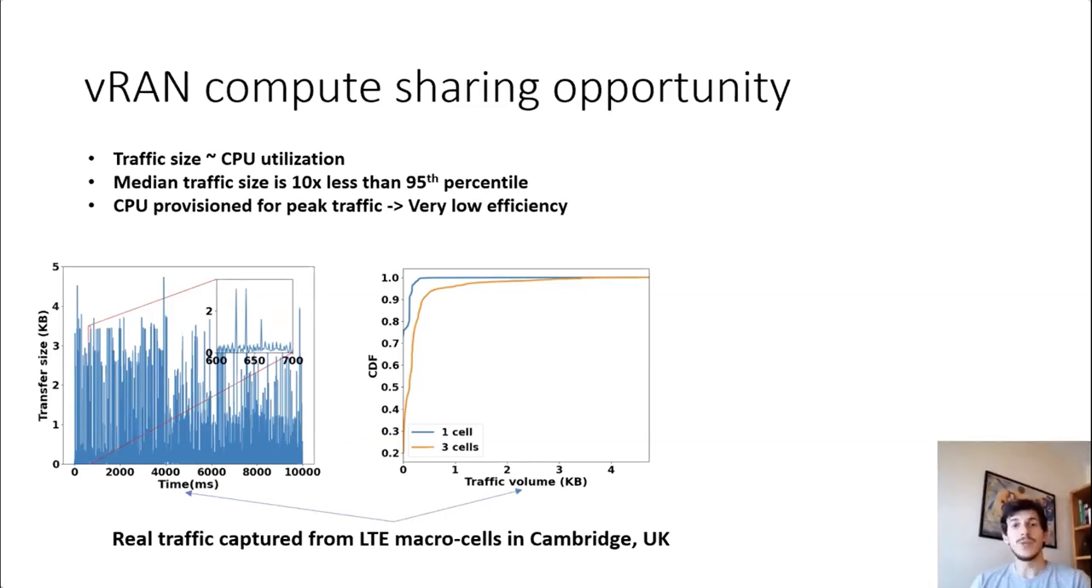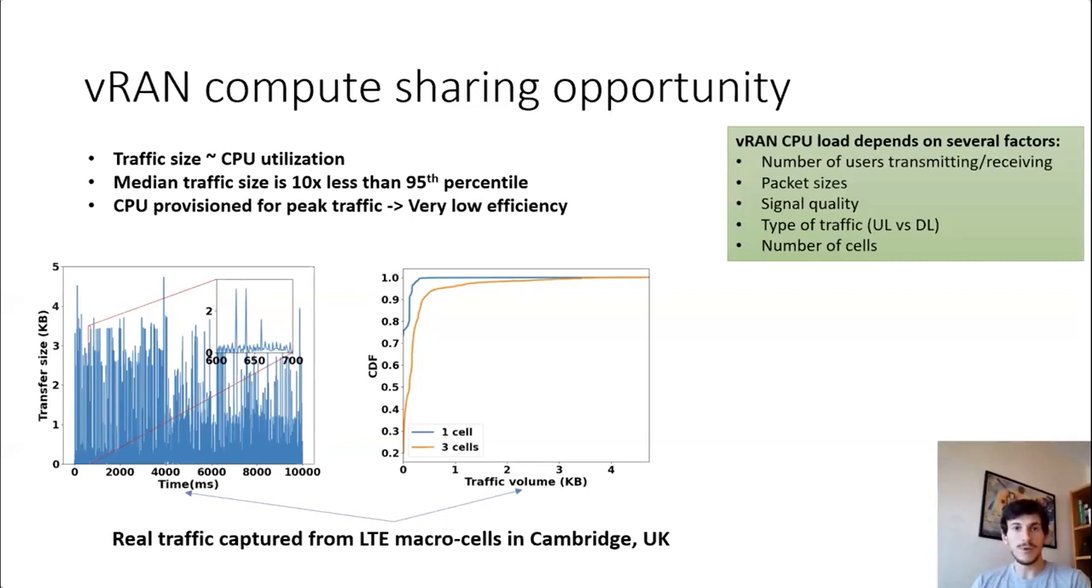Now, there are generally many reasons for this bursty behavior of the RAN load, and those among others include a variability in the number of users that are transmitting or receiving, the sizes of their packets, the signal quality, as well as the type of traffic, whether we have uplink or downlink traffic to transmit. But given that the vRAN must be provisioned with enough CPU to support peak traffic, this effect leads to a low utilization and demonstrates that there are many opportunities to share the compute resources of the vRAN with other workloads whenever the cells are either completely idle or lightly loaded.